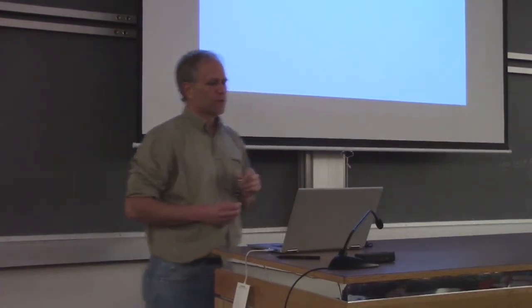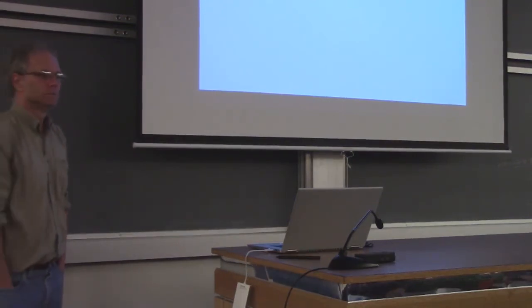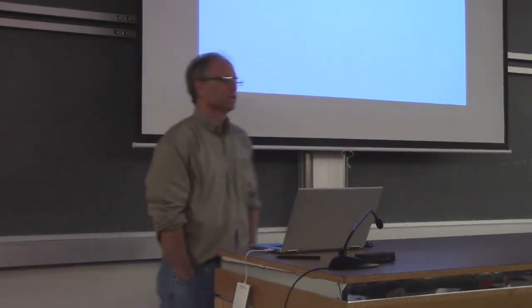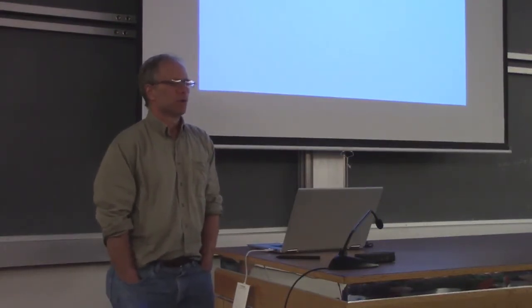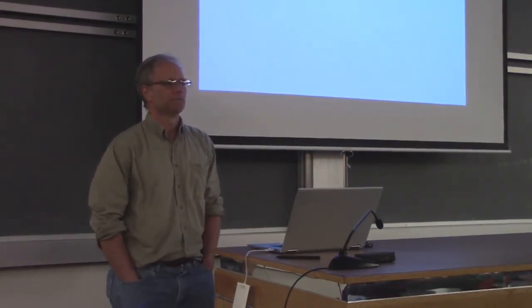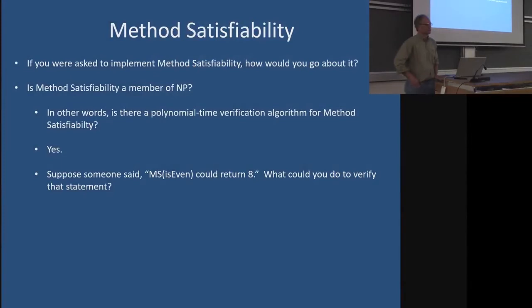Now, to prove it's NP-complete, we've got to prove method satisfiability is a member of NP. What does that mean? What do we have to show to argue that method satisfiability is a member of NP? Our verification algorithm for MS is just the function that we fed it. So we would feed our output back into F, and then if it returns true, then MS gave us a value. Exactly. You said it exactly right.